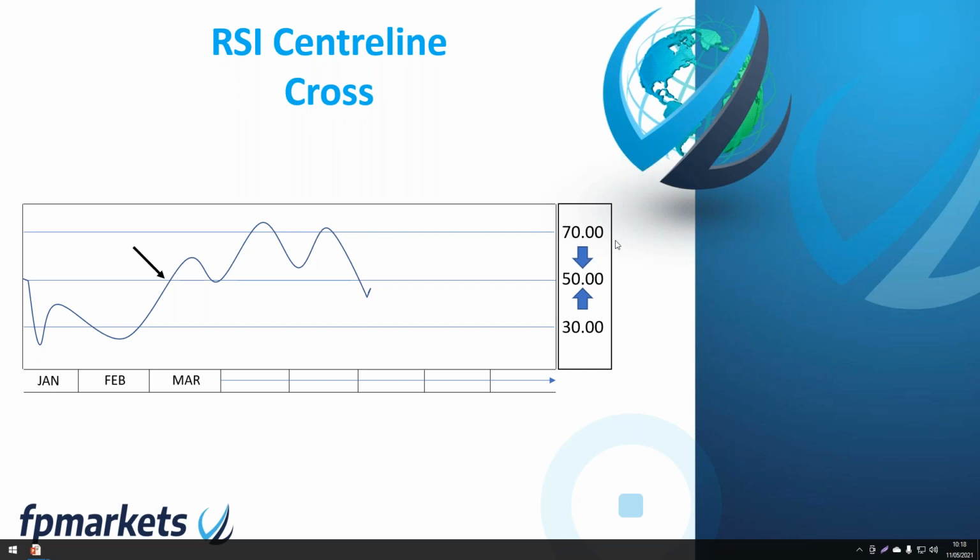This, if you think about it, informs us. So if price crosses above the 50 center line, essentially a bullish center line cross, it informs us the average gain is larger than the average loss. So momentum is definitely to the upside.